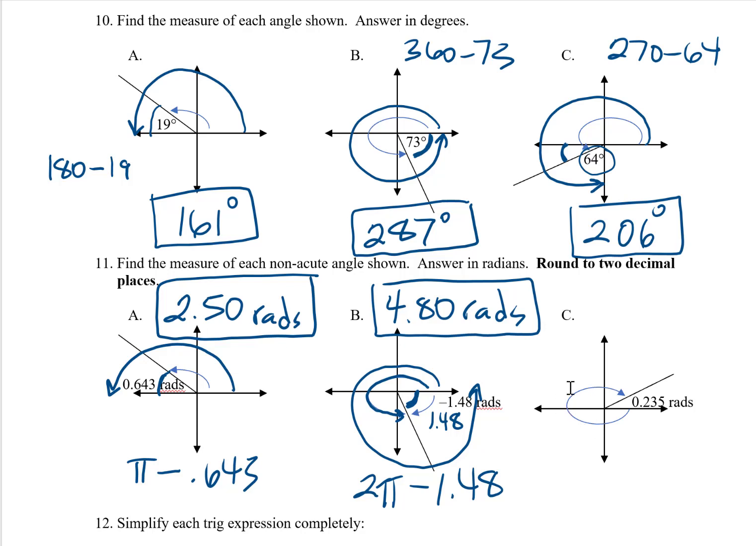And then, letter C. Now this angle is clearly a negative angle because it's going around clockwise. It would have been negative 2 pi if it had made it all the way around. It's just short of that by 0.235. So I'll figure out the measurement first. It would be 2 pi short by 0.235. Now, whatever the answer is to that, I'm going to have to put a negative in front of it because I'm rotating around in a negative direction.